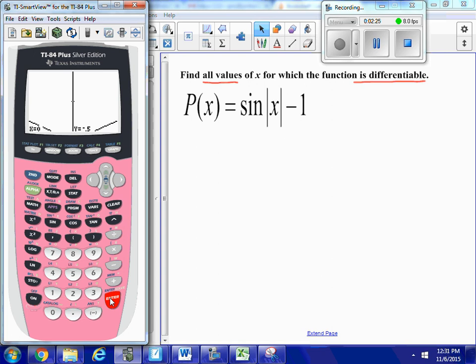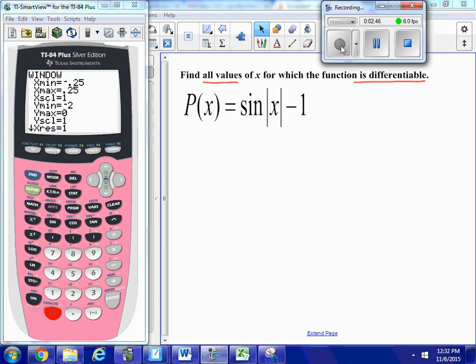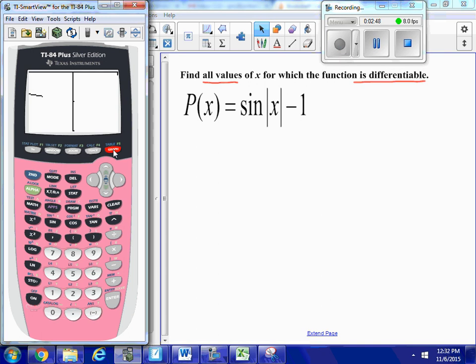Well, I could change my window again. I can leave those x minimums there, but it's the y where I'm having trouble. So I could go from the y minimum again from, let's go from negative 2 to 0, see if I can catch it there. Well, again, now I've zoomed in so far, I can't really tell. It almost looks like it's straight.